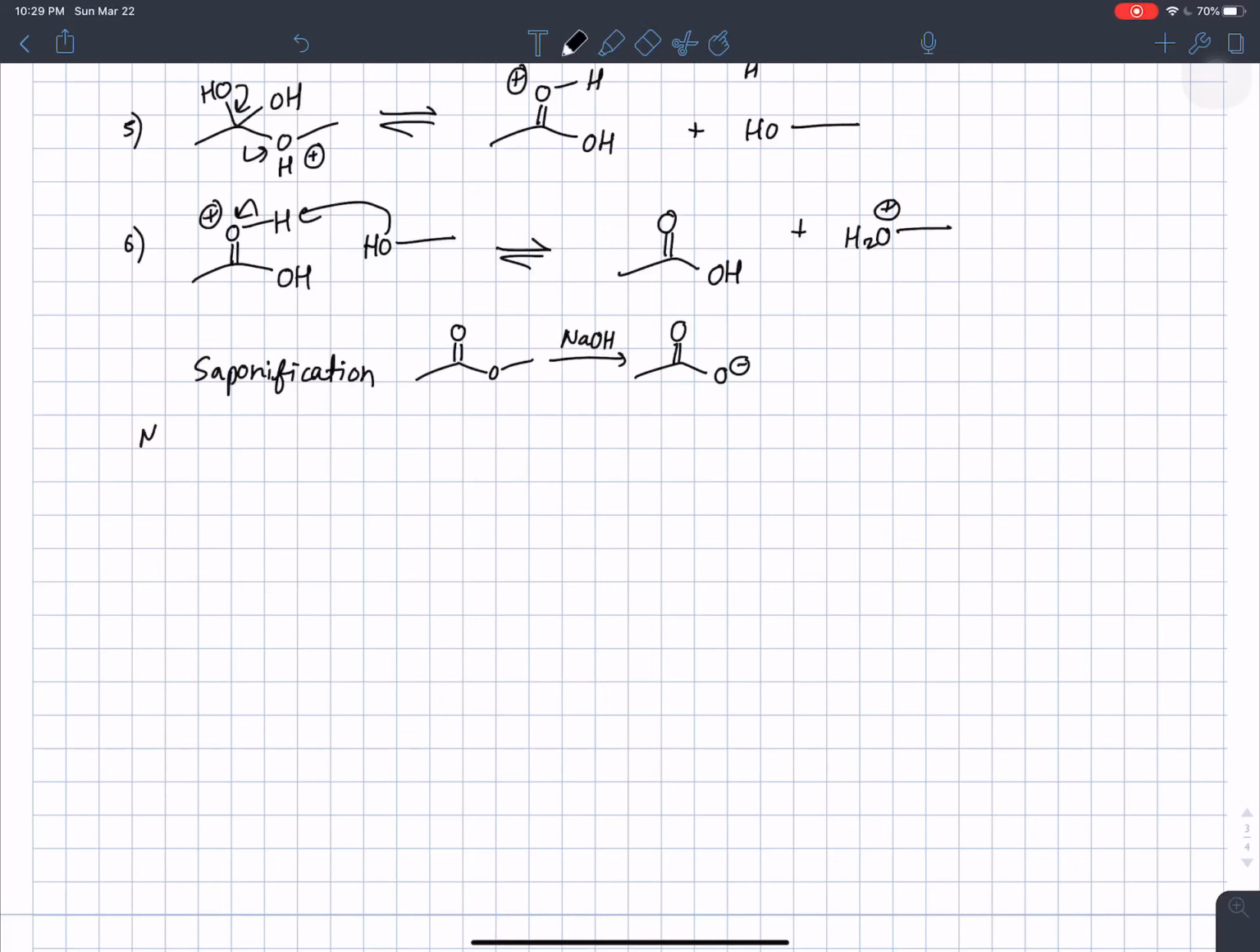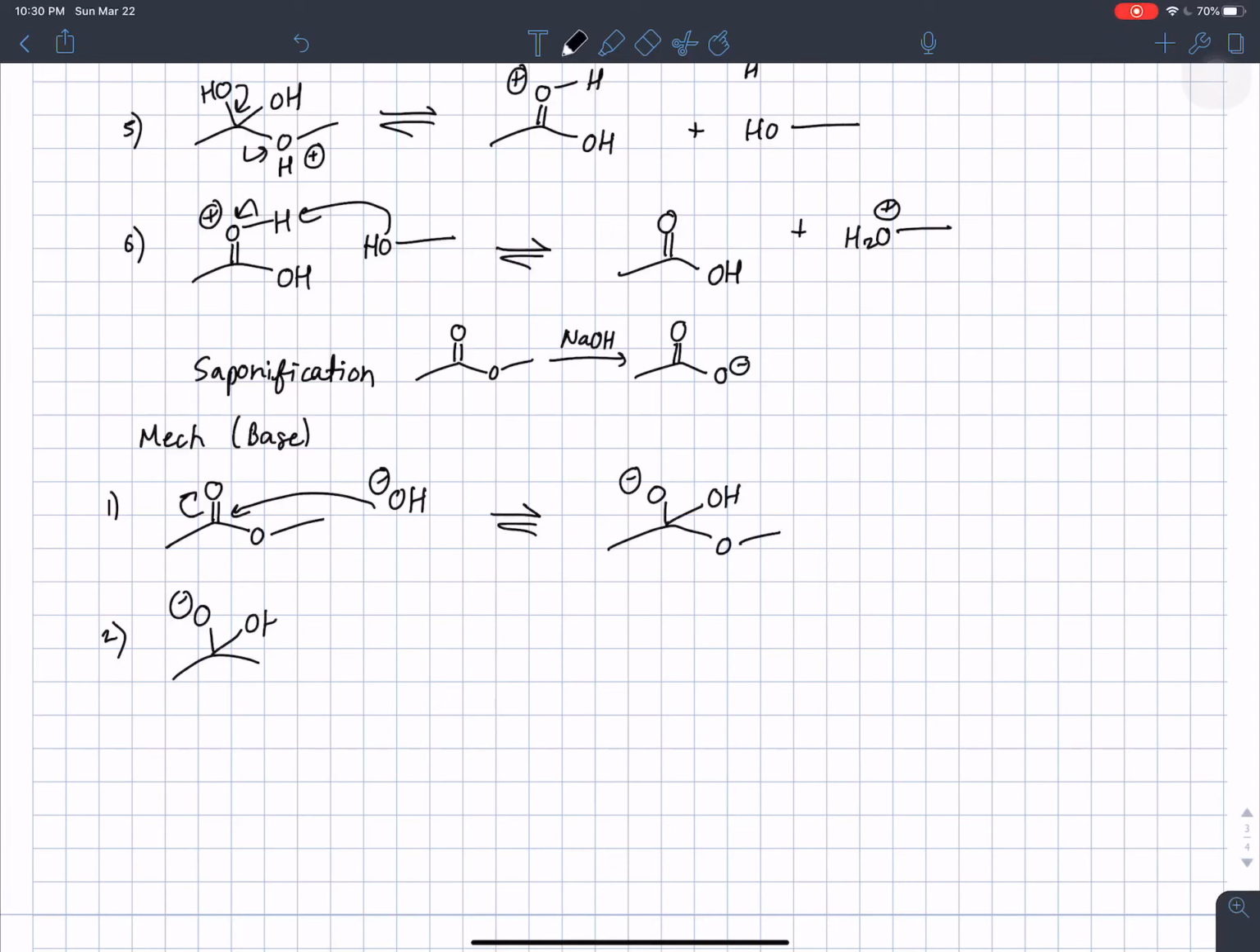If you look at the mechanism, it's literally 2 steps. Let's call it base. So if you take a look at this, step 1, you'll have this. And then we have OH minus, so lo and behold, you attack that spot, reversible. This goes to an O minus, this goes to an OH and an O ether, or O methyl. And then when these electrons come down, you can kick off this thing. So let's write another step. Step 2. So this comes down and then this leaves, yay.